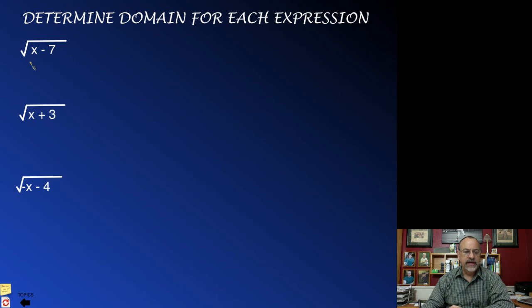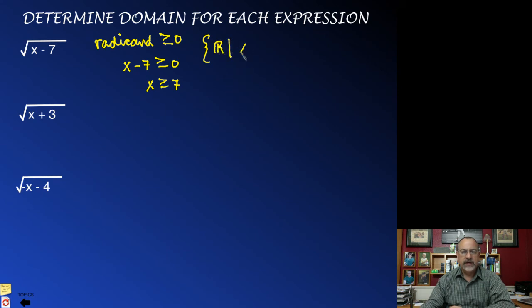So as I look at these, again, if I have a square root, then I know that the radicand must be greater than or equal to 0. So I'm going to simply substitute in the radicand for the word radicand. So x minus 7 must be greater than or equal to 0, and then simply solve this inequality. So x must be greater than or equal to 7. And then I'm going to use domain or set notation again. I'm going to begin with all real numbers such that, or as long as, x is greater than or equal to 7. And so this would be my domain.